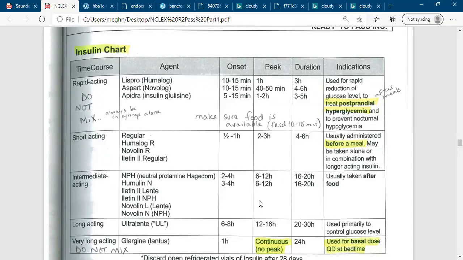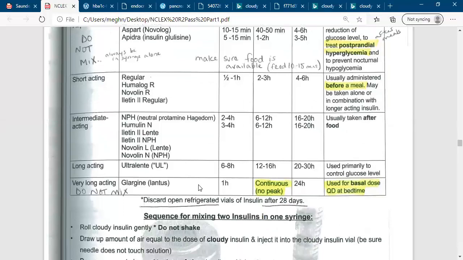And now go for long-acting insulin. Long-acting insulin, or the other name is called ultralente, or very long-acting is called glargine. Also it is important we know intermediate insulin we give twice a day. We should give twice daily. So the duration is 12 to 18 hours, and onset is 2 to 4 hours.